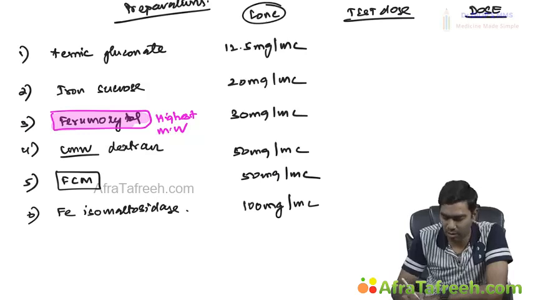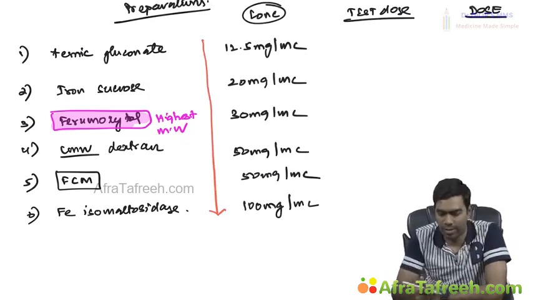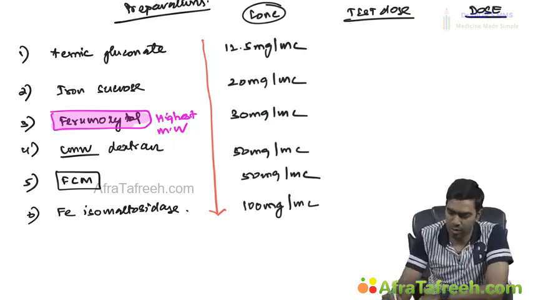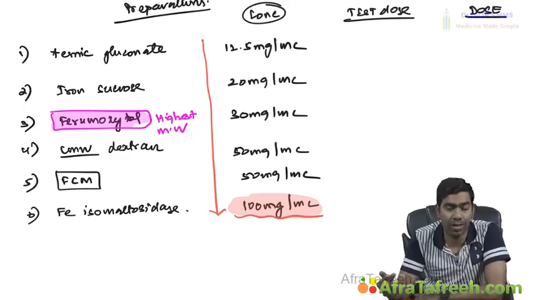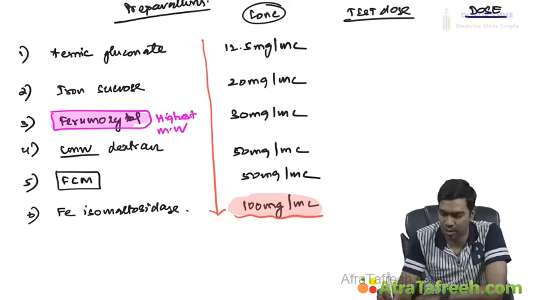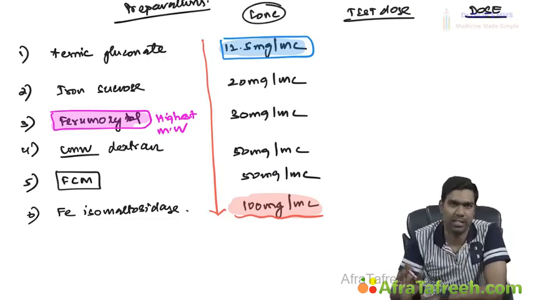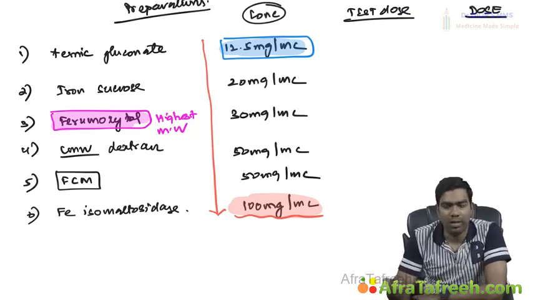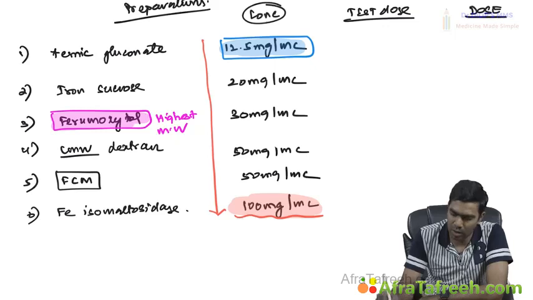So I have arranged the compounds in such a way that the doses are in this particular order. It's increasing as you move from the top to bottom. So if you ask me, the highest dose is for isomaltodextrin. This is the one that is going to have the highest concentration of iron, 100 milligram per ml. The next is FCM and low molecular dextran. After that is ferrumoxytol, then iron sucrose. The compound with the least iron concentration per ml is your ferric gluconate compound.